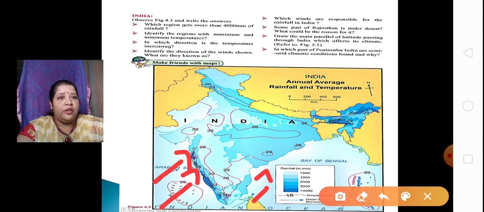Next question. Which winds are responsible for the rainfall in India? Yes, again the same question. The southwest monsoon winds are responsible for the rainfall in India.